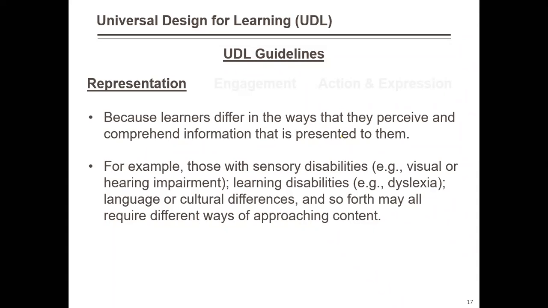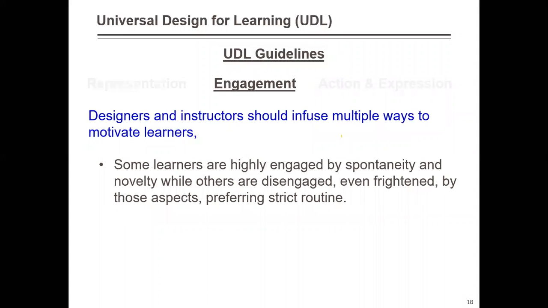So representation, you need to be very careful with how you can get all your learners on board. Now, the principle of engagement, which is the second one, also says you should infuse multiple ways to motivate the learners. So you need to find ways of motivating learners. Some learners are highly engaged spontaneously, others are mostly disengaged or even frightened. In fact, if you are dealing with kids at the lower levels, you always see this. There are some very hyperactive children, and then there are others who are normally mostly disengaged. And you, as the instructor, you need to find ways of engaging all of them.